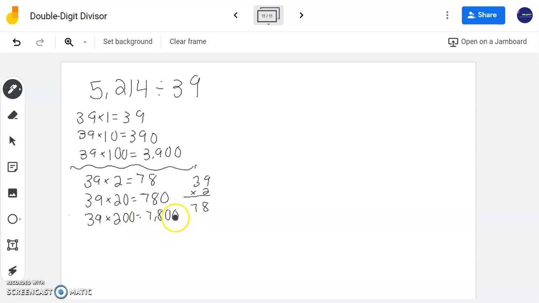Now, yes, this answer is in fact larger than my dividend. So do I really need this? No, but it's just part of my process. I like to do this every single time, but if you realize that's too big, you don't have to include that. And 39 times 5, again, same thing.